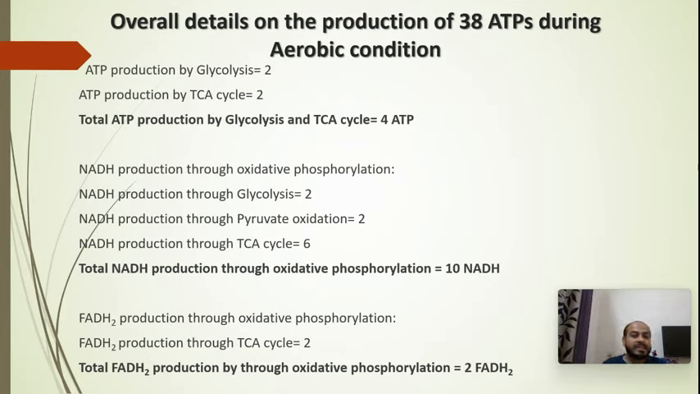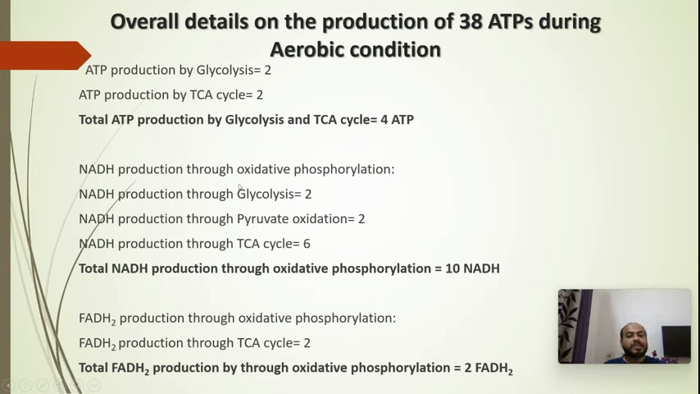During glycolysis, how many ATPs are produced? That is equal to 2. Then how many ATPs are produced during the TCA cycle? That is equal to 2. Therefore, total ATP production during glycolysis and the TCA cycle is 2 plus 2, that is 4 ATP. Fine. Now we need to say how many NADH are produced during oxidative phosphorylation.